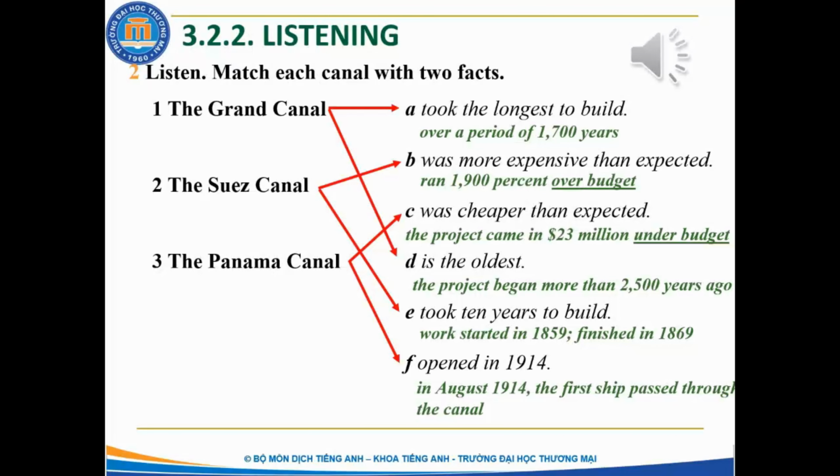Ở đây chúng ta chú ý tới hai cụm từ là over budget và under budget. We say over budget when you want to say the cost is higher or more expensive than expected. Vượt ngân sách. And under budget when you want to say the cost is lower or cheaper than expected. Là thấp hơn ngân sách dự kiến. Alright.